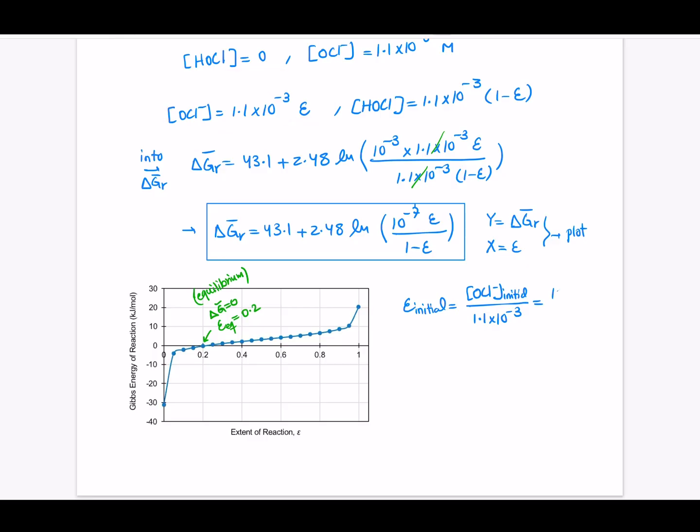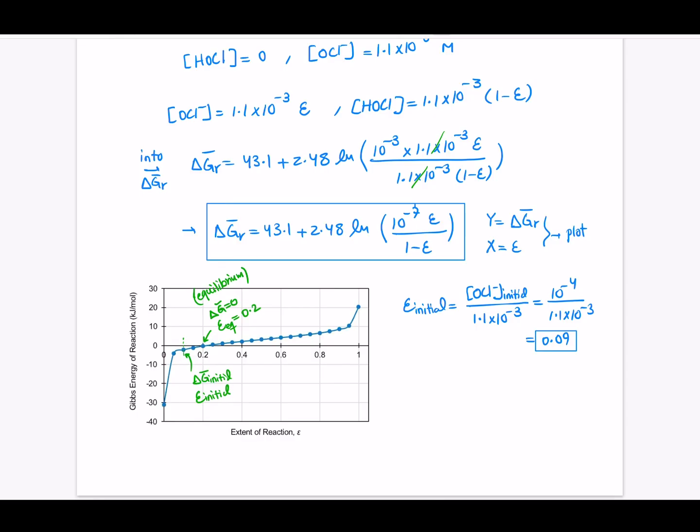So this would be 10 to the minus 4, 1.1 10 to the minus 3, or roughly 0.09 or 0.1. So this would be somewhere here. So this is delta G of initial and epsilon of initial. Again, very important figure.